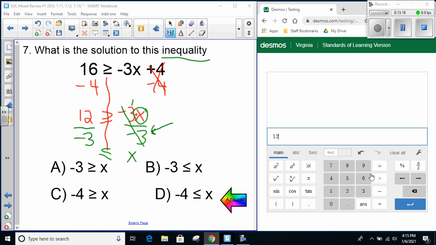And this is where your Desmos could come in handy. If you wanted to use it to solve here, you can type in 12 divided by negative 3, and you get negative 4. So our final answer here is that negative 4 is less than or equal to x. Or if you read it this way, you could say x is greater than or equal to negative 4. So that's going to be choice D.